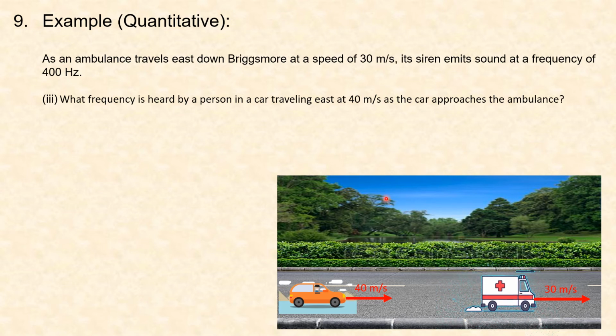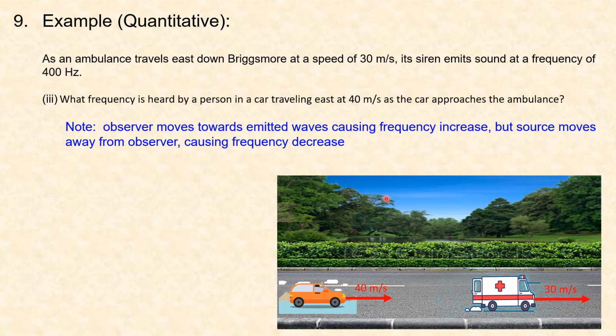So that is going to dictate that we choose certain signs for our expression here. Here we will note that the observer is moving towards the emitted waves, which should cause a frequency increase, but that the source of the waves, the siren, is moving away from the observer. So for the speed of the source, we need to make sure that the frequency decreases.